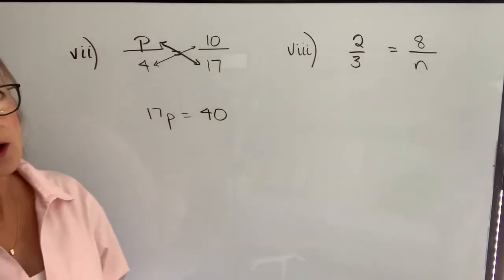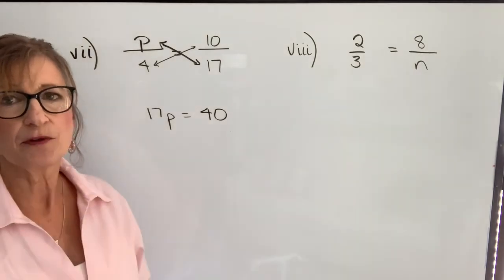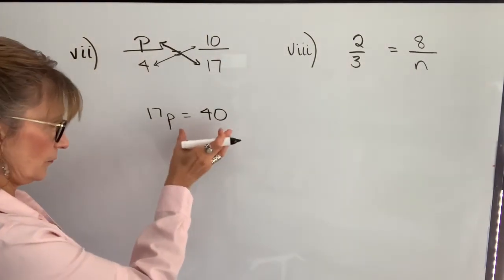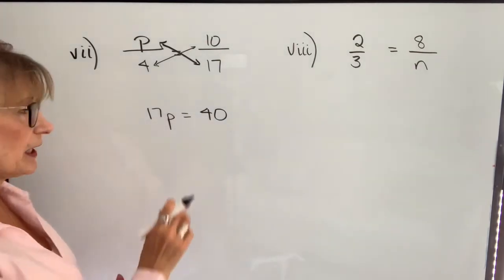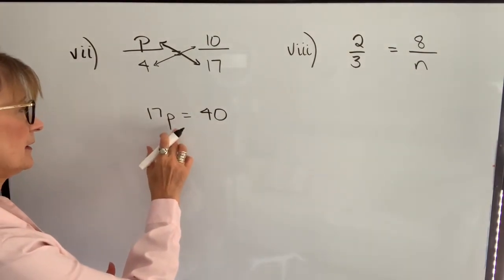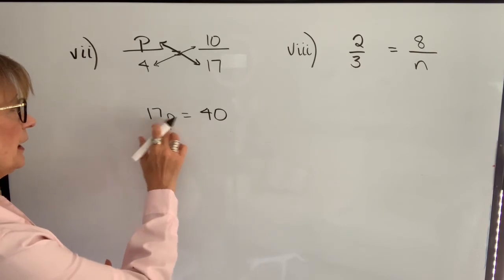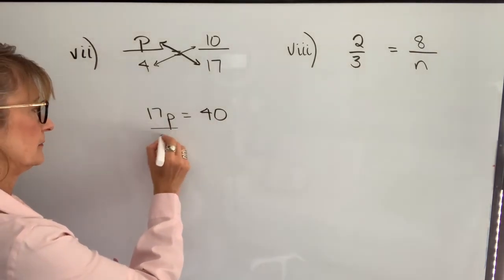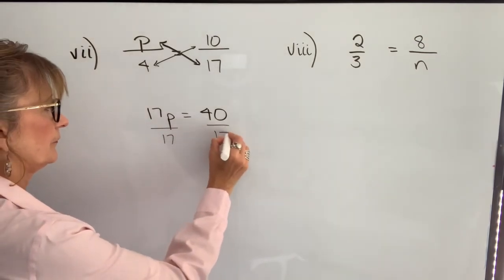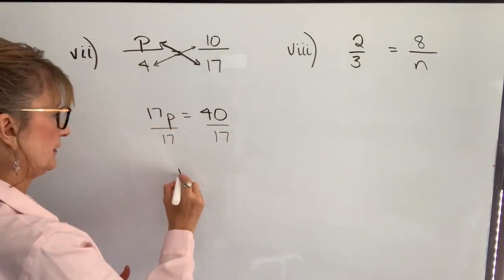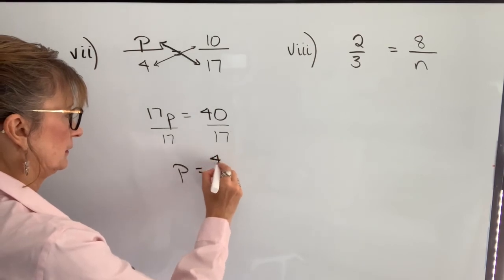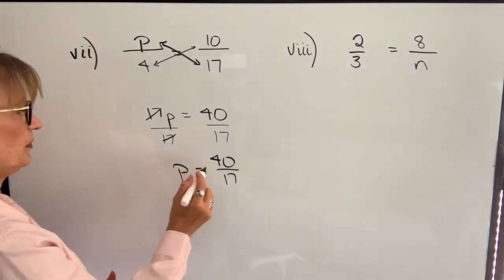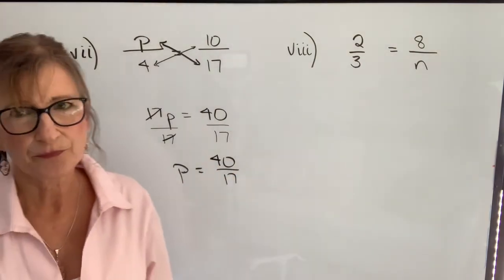So that process will always work when you have that type of equation. And then we continue on with our solution the way that we have been. We isolate our p, in this case our unknown, by dividing by 17 because 17 is being multiplied. The 17 will cancel. We're left with p equals 40 over 17.